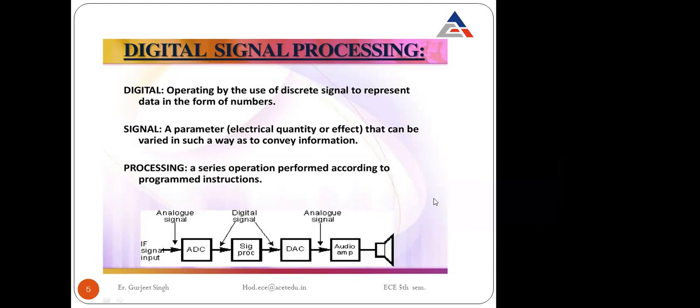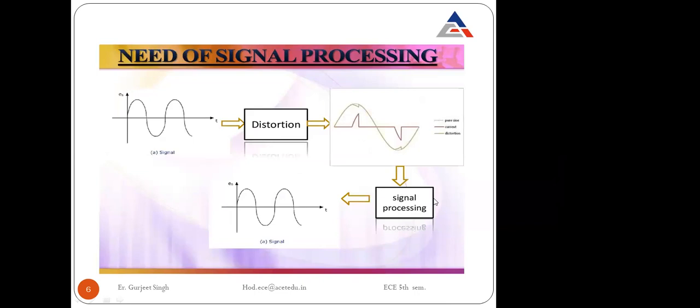Next, why do we need signal processing? This is the analog signal, a general diagram. Basically, we do the signal processing of the digital signal, but this is a general diagram. I will explain why we need signal processing with the help of this analog signal diagram. We have this analog signal.